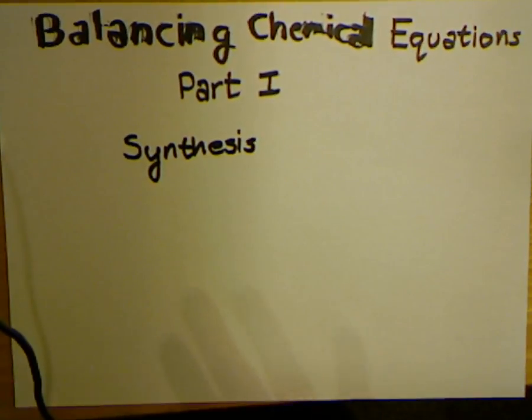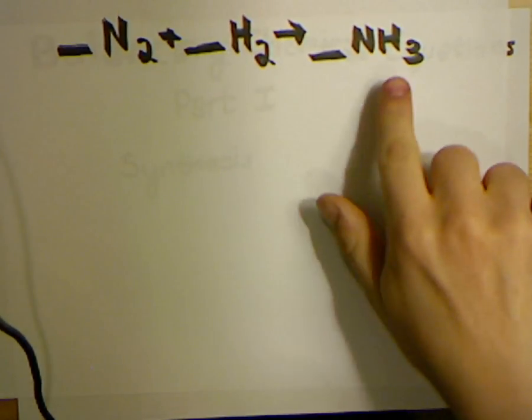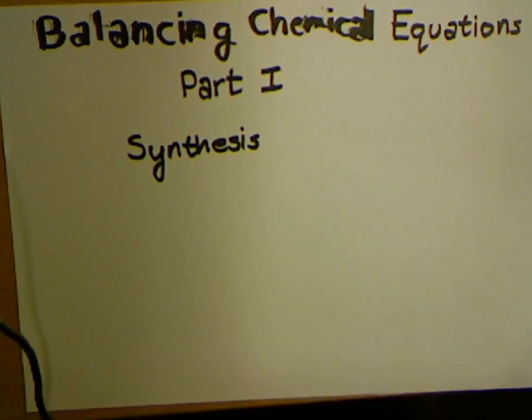Now, a synthesis equation, for example, is an equation where you have two elements or molecules that combine into a single molecule. For example, and we're going to go over how to balance this later, we have here nitrogen and hydrogen to NH3. And this is a synthesis reaction because we have our nitrogen and our hydrogen and we're combining them into NH3.